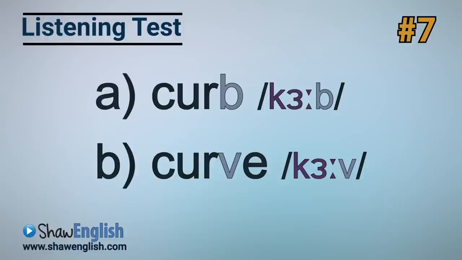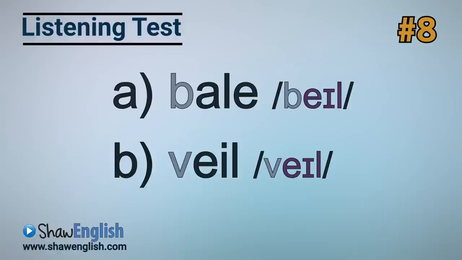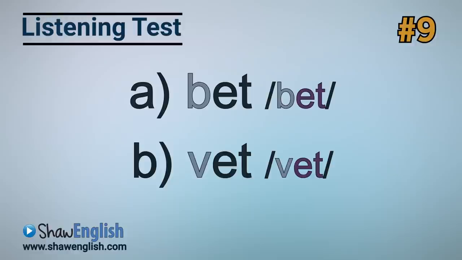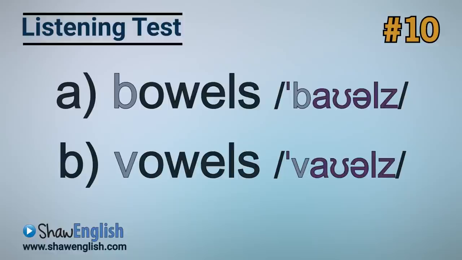Which one am I saying now? Curb. Curb. It's A. Curb. B is curve. What about now? Veil. Veil. It's B. Veil. A is bail. Next two. Vet. Vet. It's B. A is bet. And finally, bowels. Bowels. Is it A or B? It's A, guys. B is vowels.